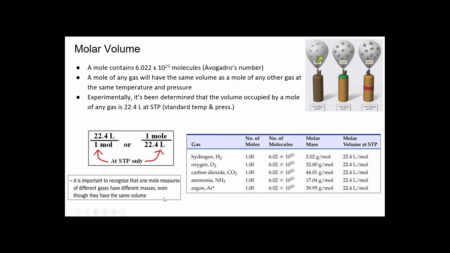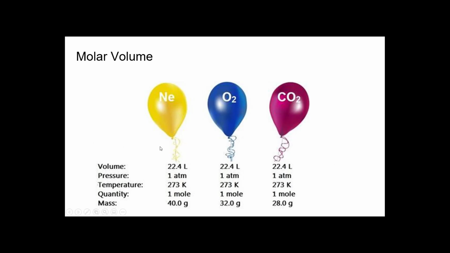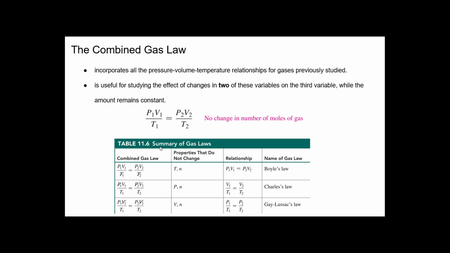And I have a nice little box that explains this here. It's important to recognize that 1 mole of different gases have different masses, even though they all have the same volume. And there's a nice little conversion here that if you had to use this, you should know what it means: 22.4 liters is 1 mole, and you can flip that. Just another little picture so you can see that these are all at 22.4 liters, 1 atm, 273 K, 1 mole, and their masses are all different.